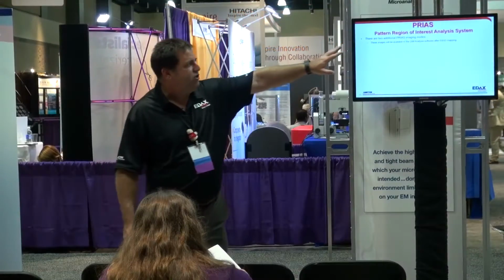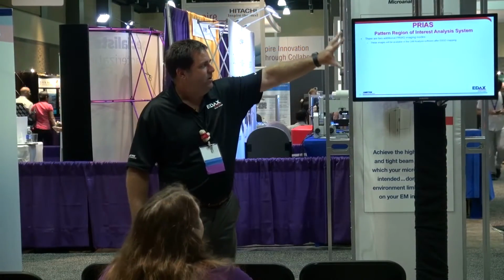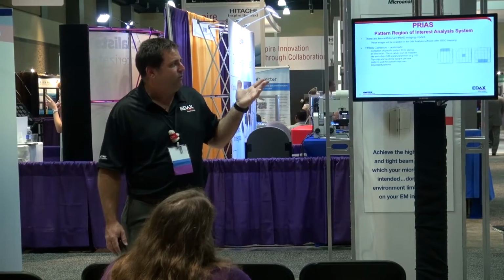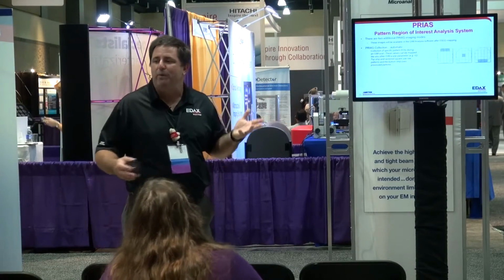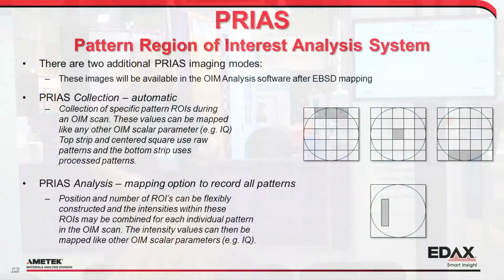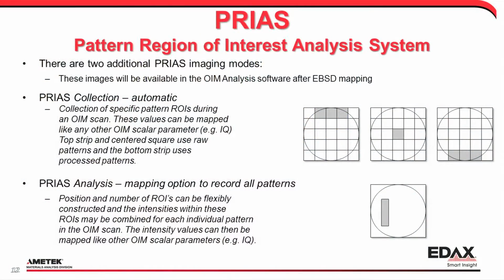So in addition to this imaging mode, there are two other modes that I'll talk about, which are available for post-processing correlation with your regular EBSD data. One is what we call PRIAS Collection. This happens behind the scenes. Basically, we've predefined 3 regions of interest that it monitors while you're doing your regular EBSD mapping, and it records those values into your OIM data sets. And I'll show you an example.